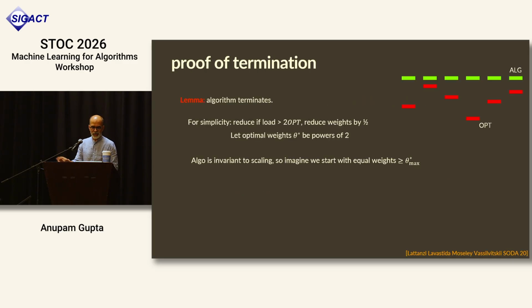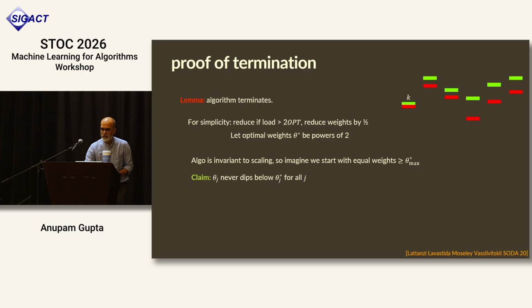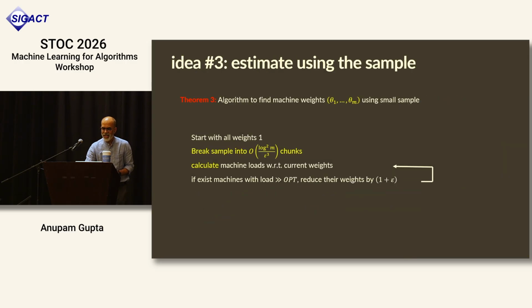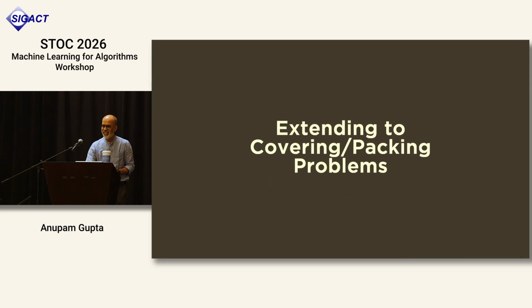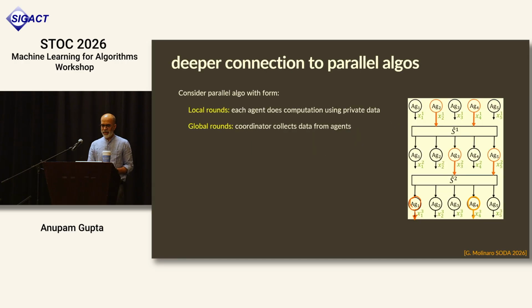Okay, I'm going to ignore all this. My eyes are bigger than my stomach. And I'll just tell you a little bit about some recent work that we did with Marco Molinaro, where here is a cartoon of a parallel algorithm. The parallel algorithm consists of local rounds where the local machines are doing something, and global rounds where we are synchronizing.